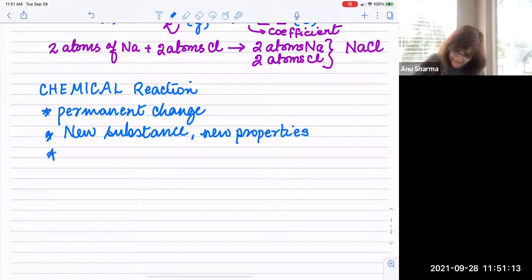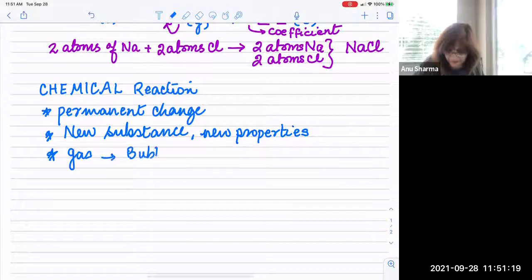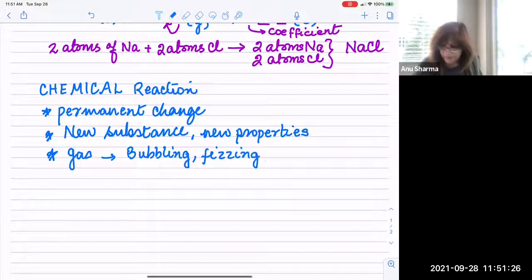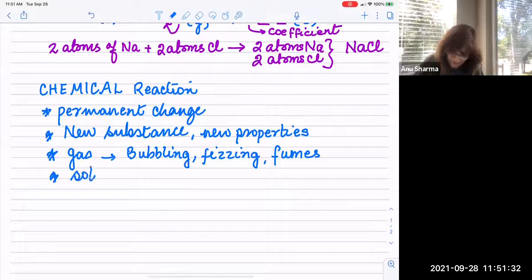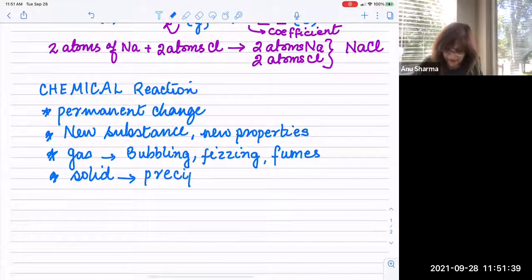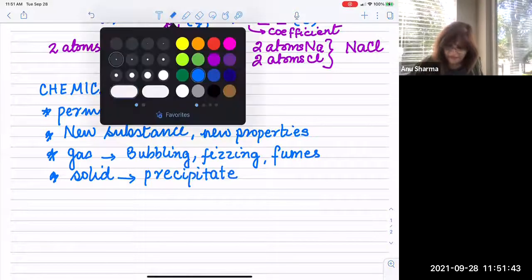Okay, then if a gas is formed, there is bubbling, there is a fizzing sound. You would also see fumes coming out if a gas is formed. If a solid is formed, then in that case, you will see a precipitate. Now, what is a precipitate?